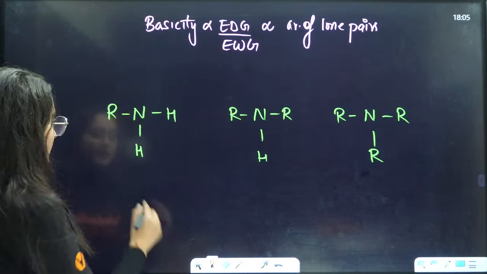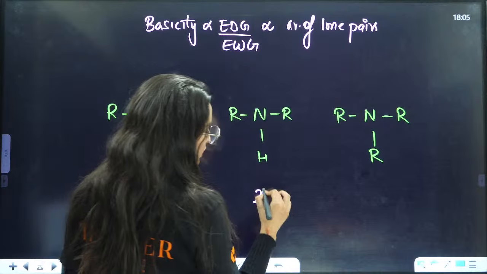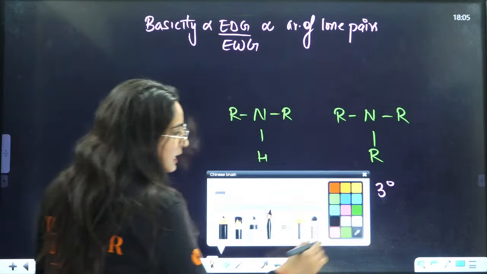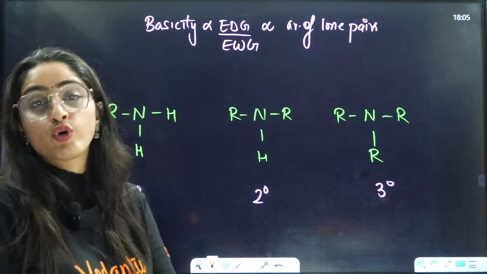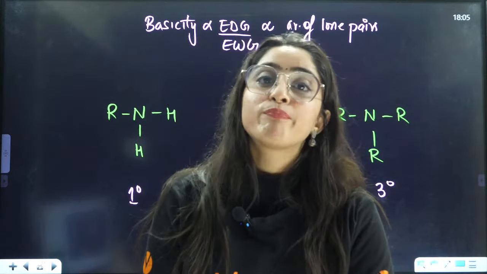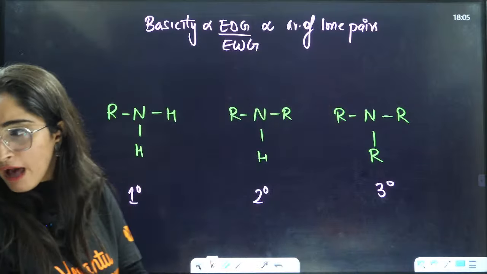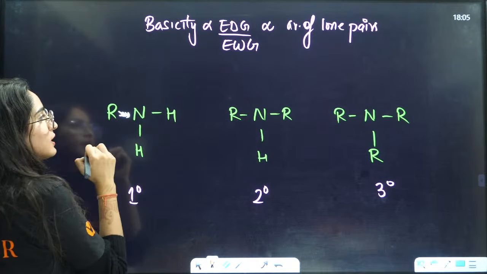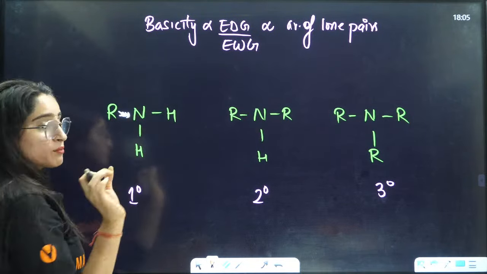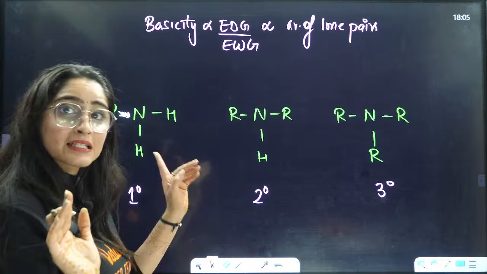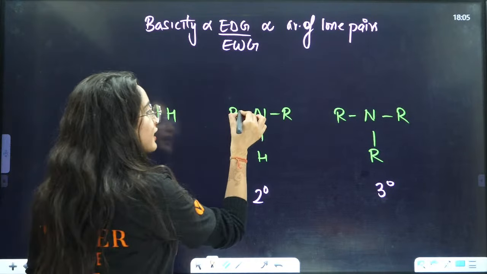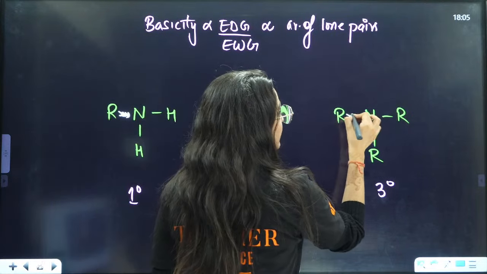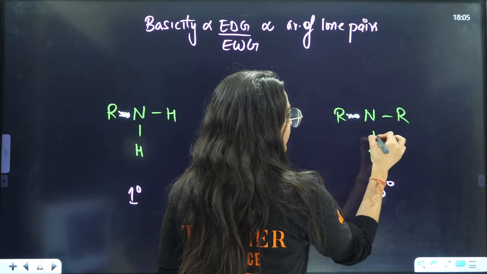So let us see here, this is 1 degree, this is 2 degree, and this is 3 degree. From here we can easily see that alkyl groups are electron donating species. They have a plus I effect, isn't it? So they will give you a plus I effect from here, right? Hydrogen will not show any plus I effect, alkyl will show. Here you have 2 alkyl groups, so 2 plus I effects are shown here. Here you have 3 alkyl groups, so 3 plus I effects are shown here.